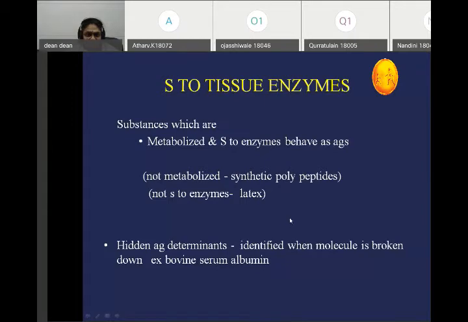When an antigen molecule is broken down, its hidden antigenic determinants are exposed. For example, bovine serum albumin has 6 antigenic determinants on the surface. When it is broken down, there are more than 18 antigenic determinants. So after treating with enzymes or after metabolism, more antigenic determinants are exposed. So the immune response is more when the molecule is broken.